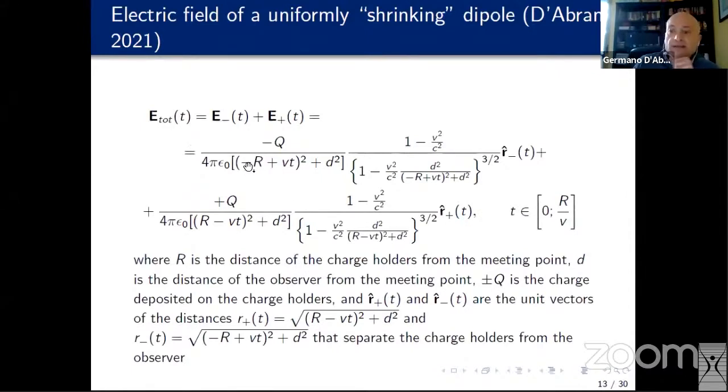Here, just a quick look at the mathematical expression of the shrinking dipole field from instant t equal to zero, when the charges are at distance r from the meeting point, till time r divided by v, which is the time needed by each charge to reach the meeting point. Namely, at time t equal to r divided by v, both charges interpenetrate.